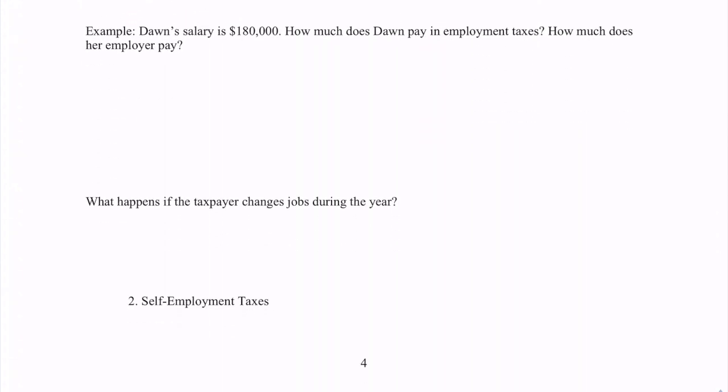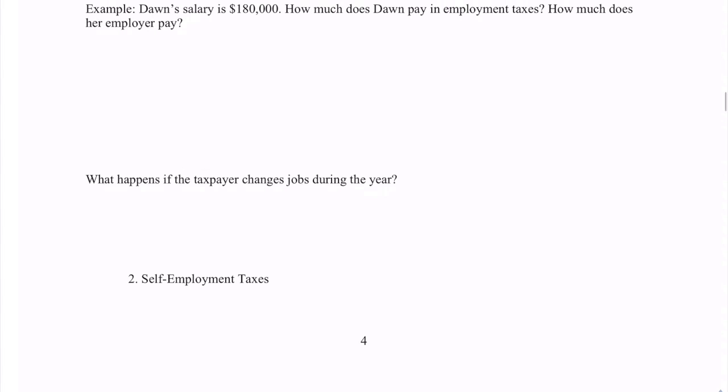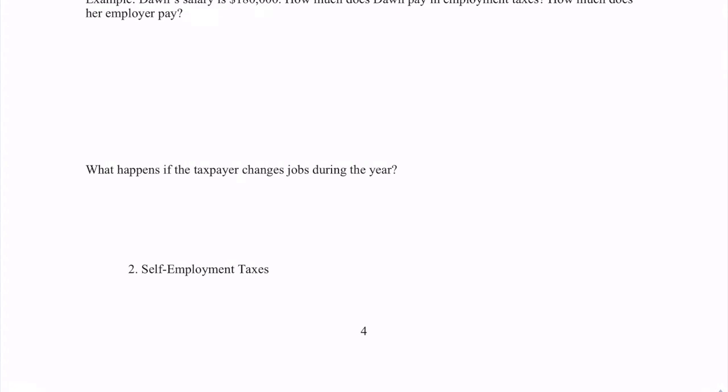All right, we're going to look at a couple of examples. First, we have Dawn. Dawn's salary is $180,000. How much does Dawn pay in employment taxes, and how much does her employer pay? So I'm going to have Dawn here, and then her employer, my ER. We have the Social Security component and the Medicare component. The Social Security component for Dawn is 6.2% times up to $128,400, and she does make more than that, so it's capped at $128,400.